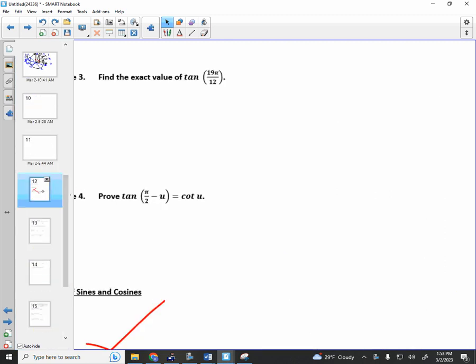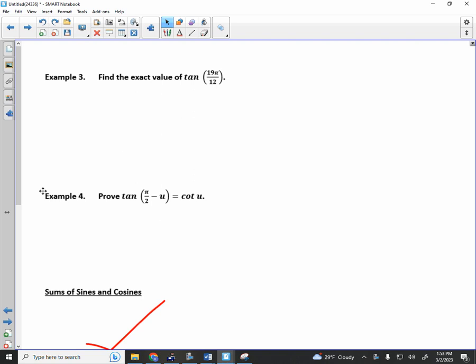Execute this. Tangent, 19 pi over 12. First, let's convert that to degrees. How do I do that? 19 pi over 12 times what? 180 over pi. Pi's cancel. 180 divided by 12, that's 15. 15 times 19. 285 degrees.